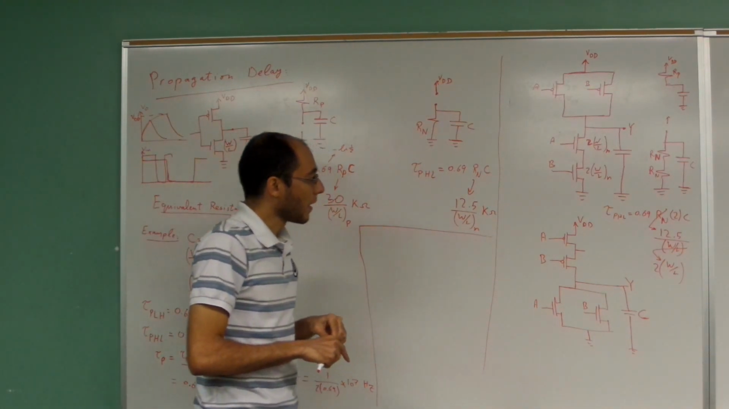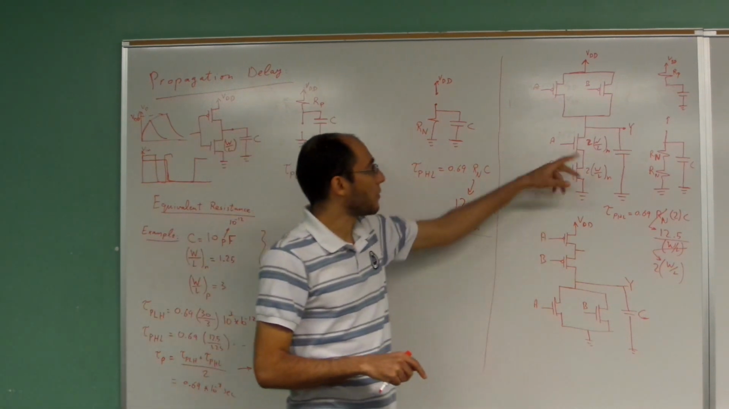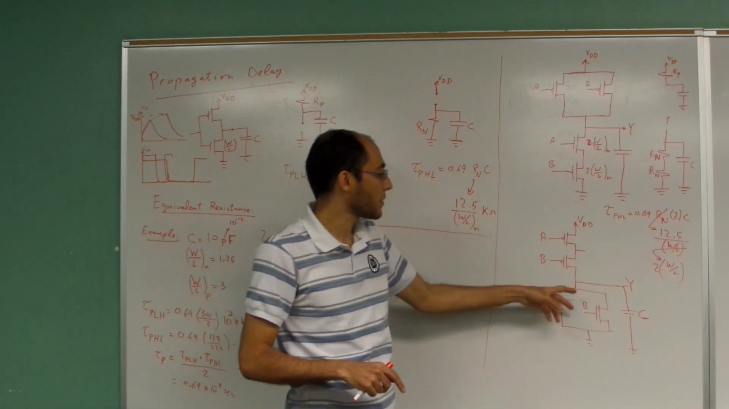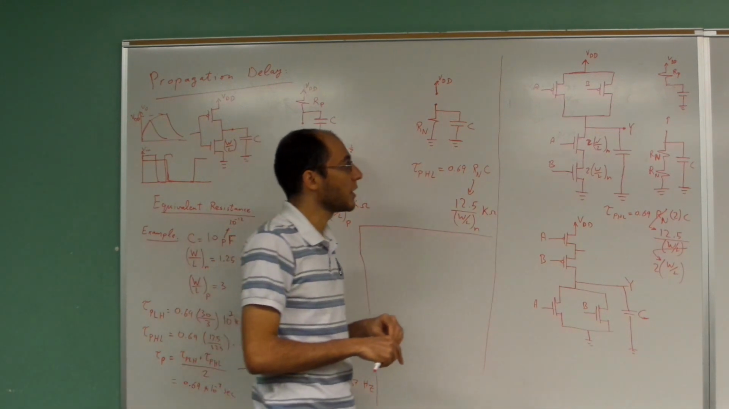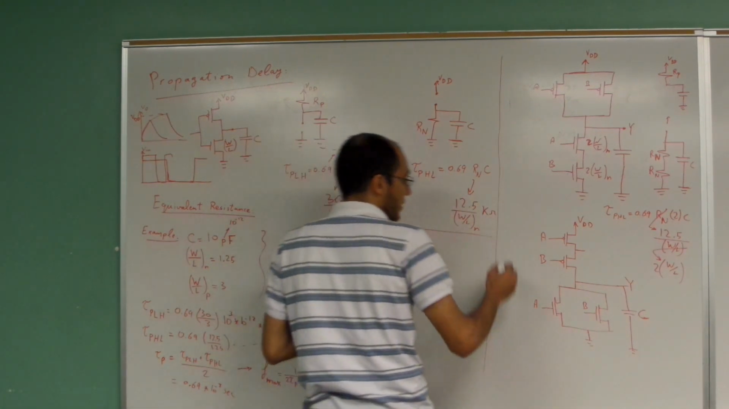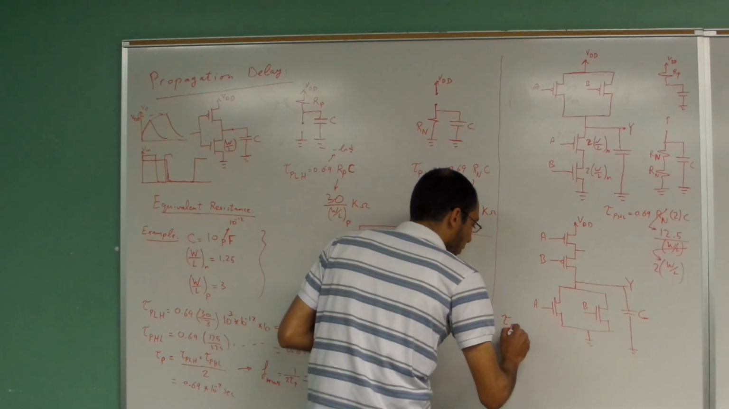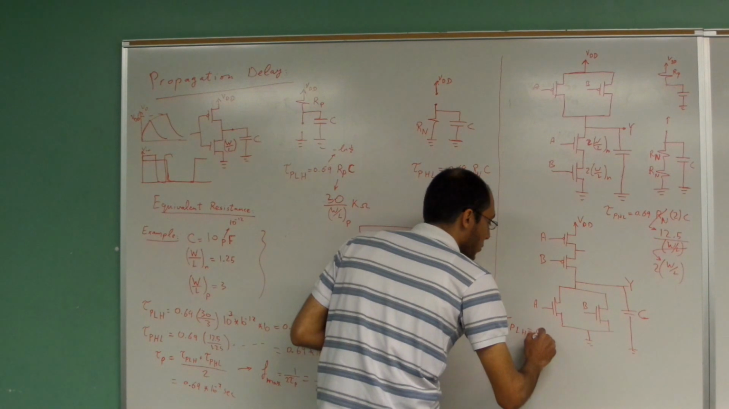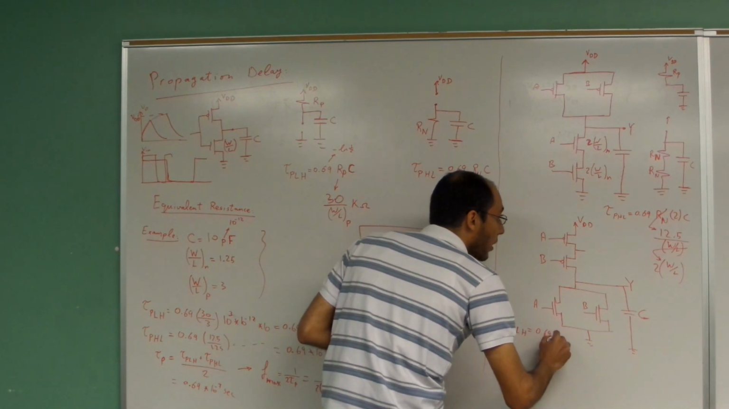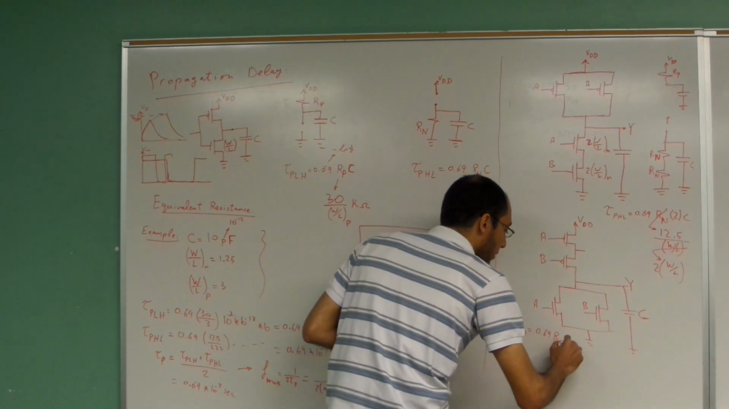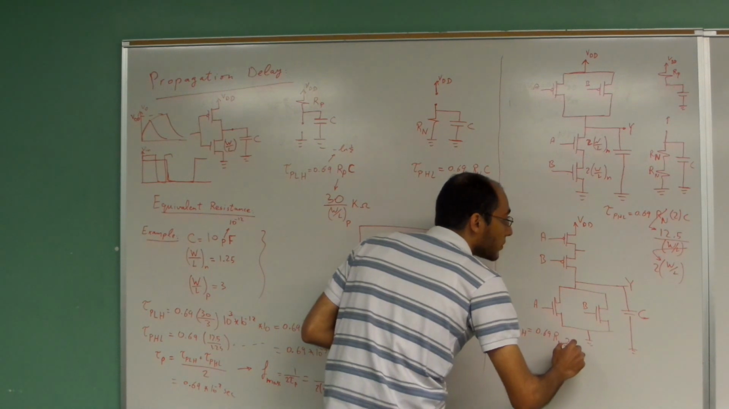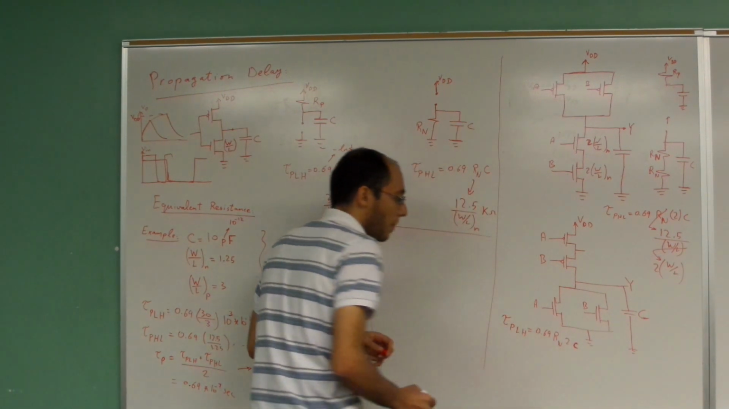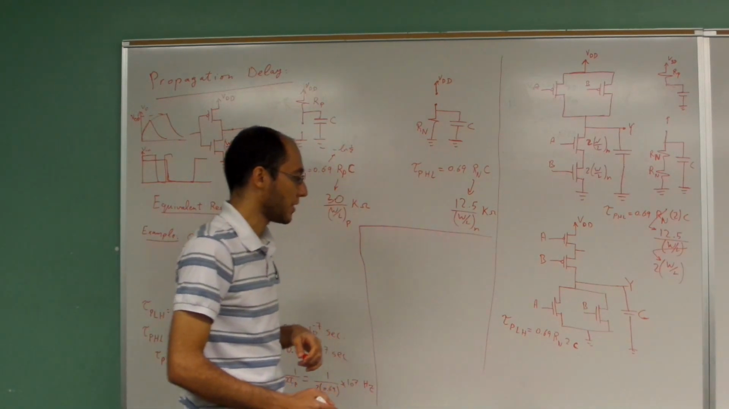So, what if it was the other way around? The series were in the pull-up network, and the parallel was in the pull-down network. Well, it doesn't really matter that much. In that case, the propagation delay from low to high is the one that is going to increase: 0.69 Rn multiplied by 2 and then multiplied by C, right?